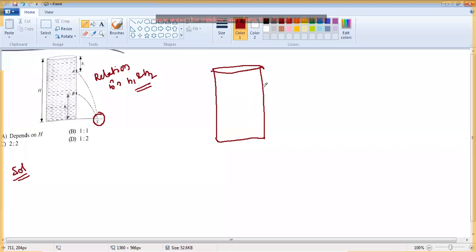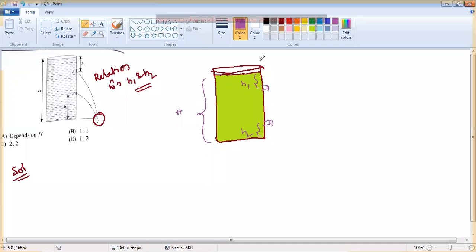Relation between H1 and H2. The container is full here, so the water is present up to here. Now there are two orifices here. This is one orifice, at depth H1, and this other orifice is at depth H2. The total height is H.